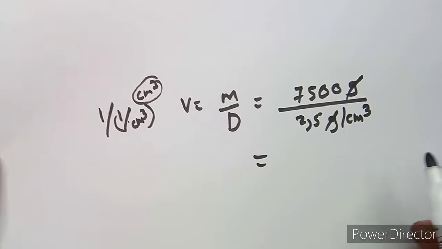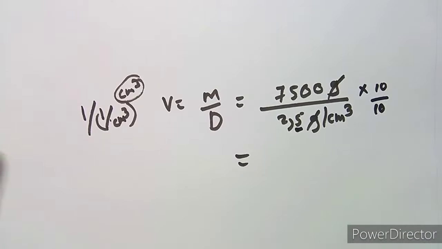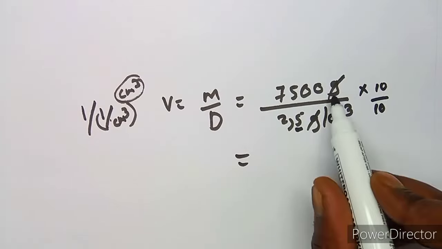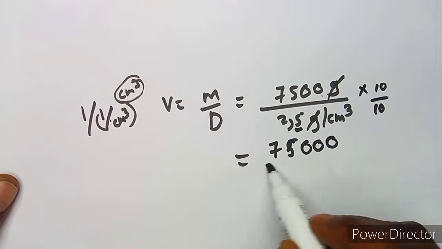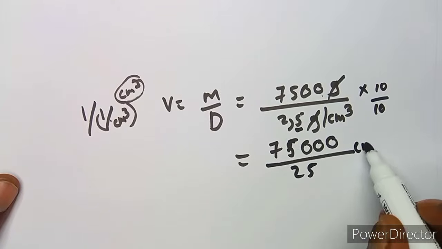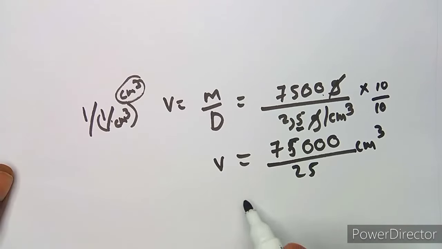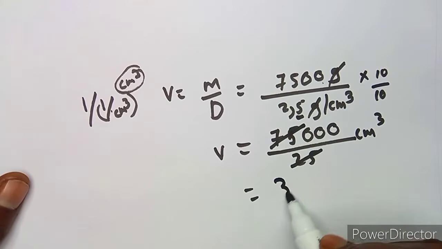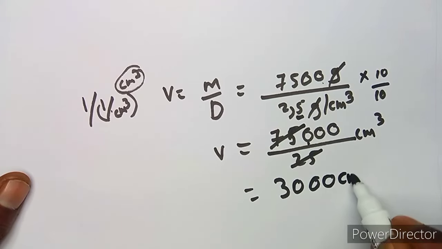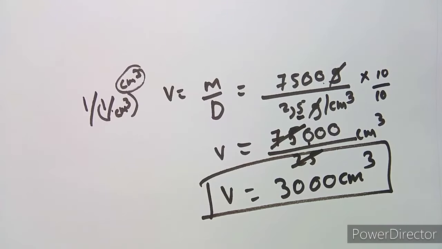It's going to be difficult for us to simplify this, so just multiply by 10 over 10 to remove this decimal, because remember we are on paper 1, no calculator, guys. So we just add a 0 there, that's 75000 over 25. Like I said, this answer is now in cubic centimeters. If you divide 25 into 75, that is going to be 3, and this becomes 3000 cubic centimeters. So that is our volume.